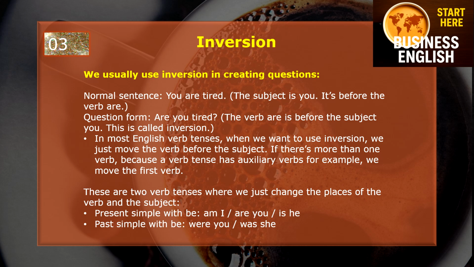In most English verb tenses, when we want to use inversion, we just move the verb before the subject. If there is more than one verb, because a verb tense has auxiliary verbs, for example, we move the first verb. These are two verb tenses where we just change the places of the verb and the subject. Present simple with be: am I, are you, is he. Past simple with be: were you, was she.